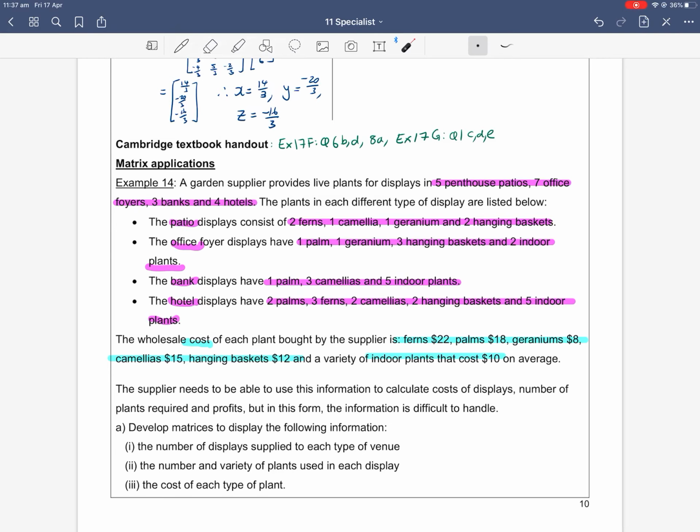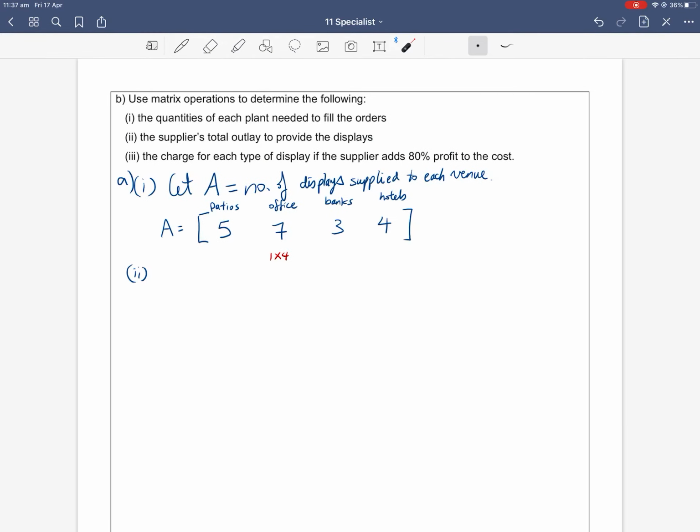Okay, so we've got 4 different venues. How many different plants do we have? Well, we have ferns, we have camellias, we have geraniums, we have hanging baskets. We also have indoor plants, and we also have palms as well. So there's 6 different types of plants to write down. So let's define our variables. So let B equal number and variety of plants used in each display.